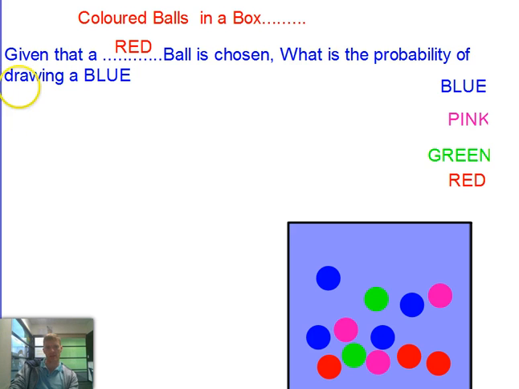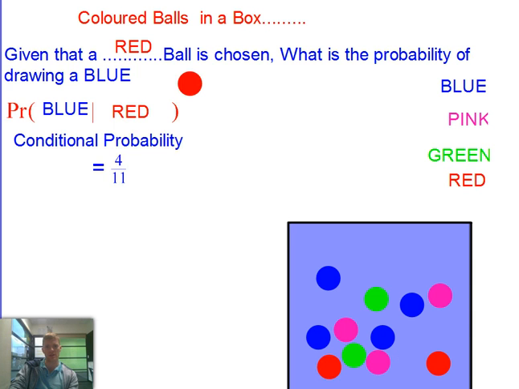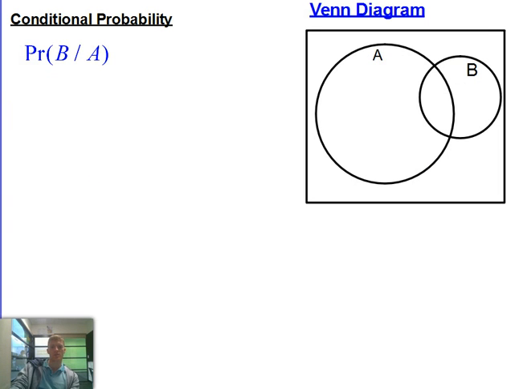And conditional probability, usually if you're given a statement like this, say for instance, given that a red ball is chosen, what is the probability of drawing a blue? We can express that in a probability statement like so. Okay, this says the probability of blue given red. So now you think about if a red has come out, we've got 4 blue out of a total of 11, and there's our probability there. Okay, so conditional probability, probability of event B given A.